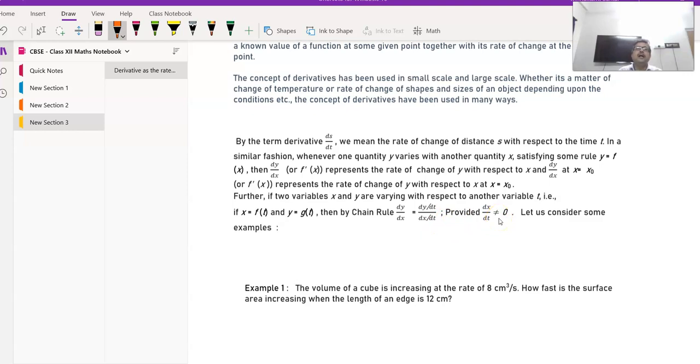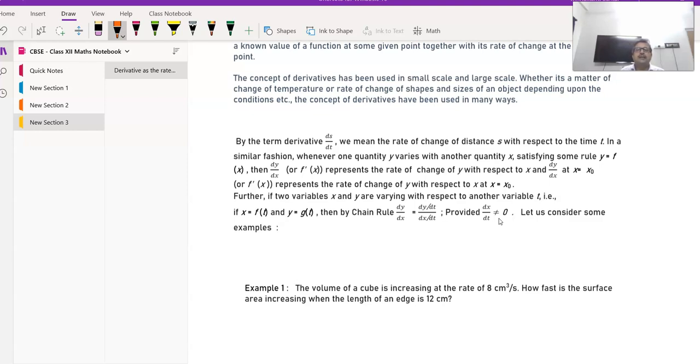Okay, and in this chapter two terms, marginal cost and marginal revenue, also will come. You will come to know that marginal cost will be the rate of change of cost with respect to the output of a company, and marginal revenue is the rate of change of revenue with respect to the output of a company.